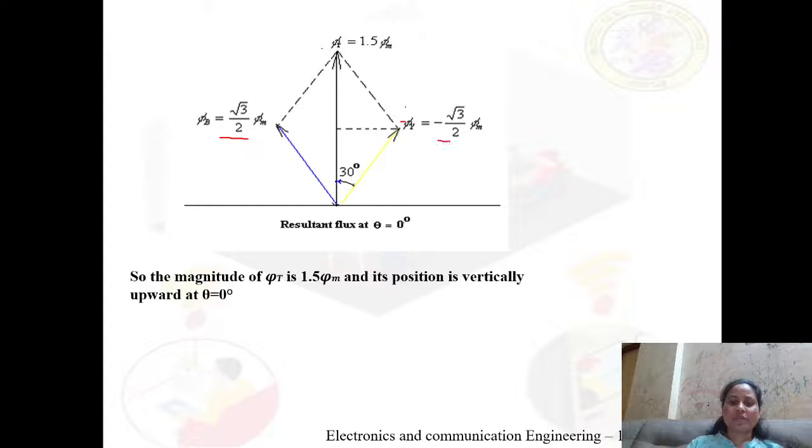Here you can observe the negative sign, and the resultant of these two fluxes is phi r, which is 1.5 times phi maximum. We can also do one more thing.